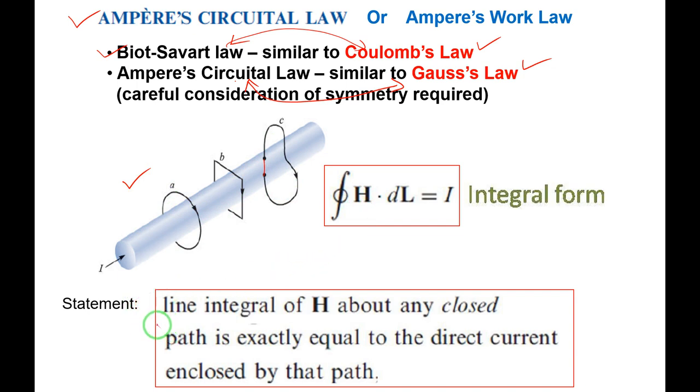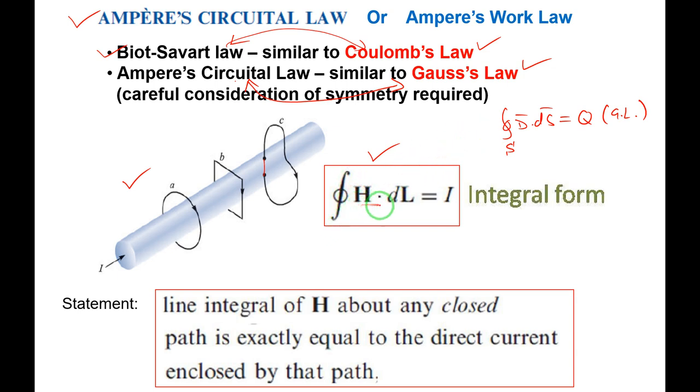The Ampere circuital law is defined by this mathematical form: the closed line integral of H dot dl is equal to I. And what is the Gauss law? The closed surface integral of D dot dS is equal to Q, right? This is the Gauss law. Here, just compare with this. It is not the same, but compare so that you will remember.